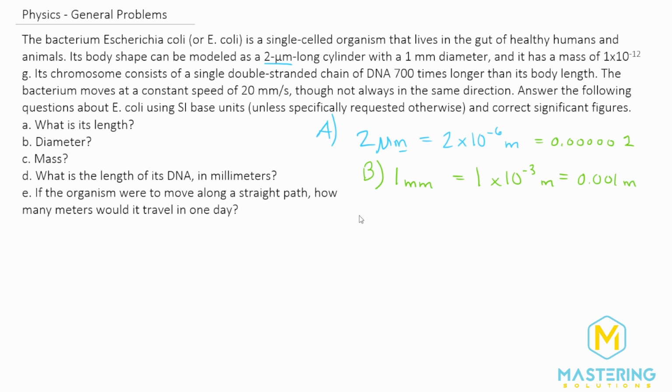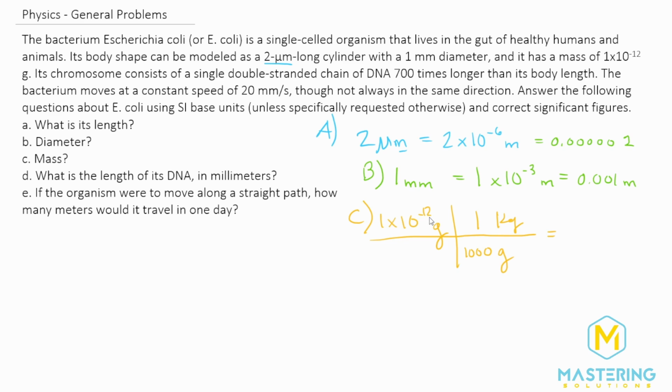Moving on to part C, they say, what is the mass? And they say the mass is 1 times 10 to the negative 12 grams. We want grams to cancel and we want to be in kilograms. And we know in 1 kilogram, there are 1,000 grams. So you can plug this into your calculator, but if you think about it, we're dividing by 1,000, so you would just move the decimal place over 3.